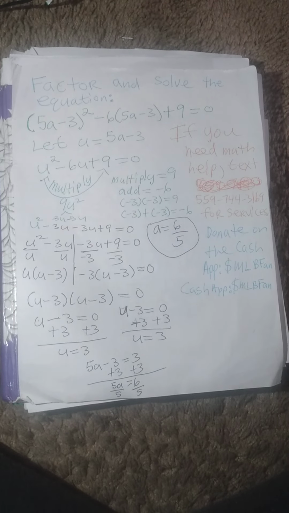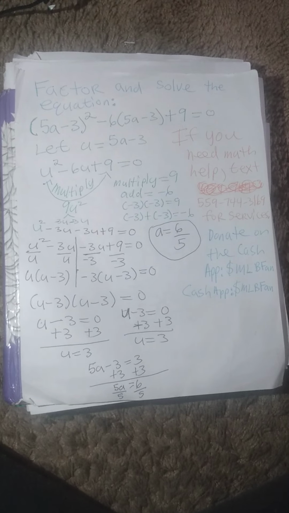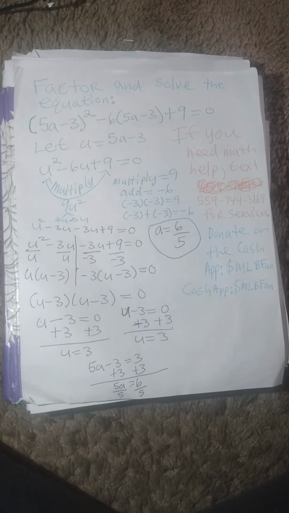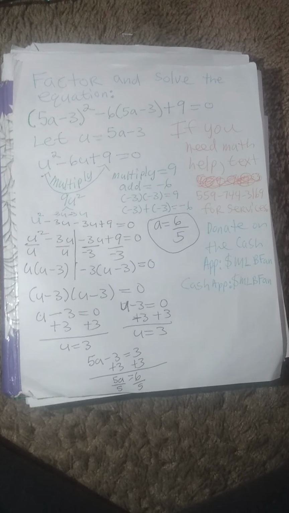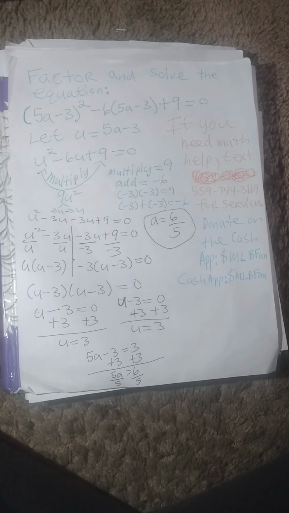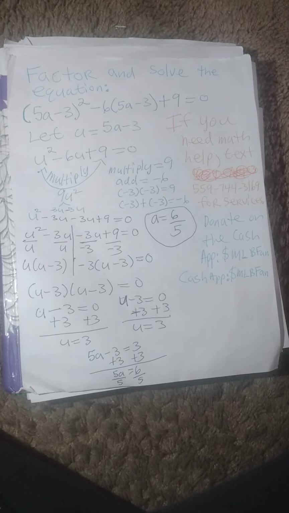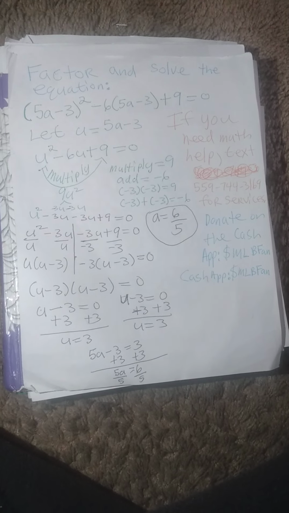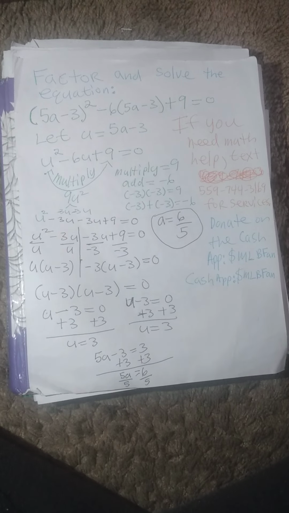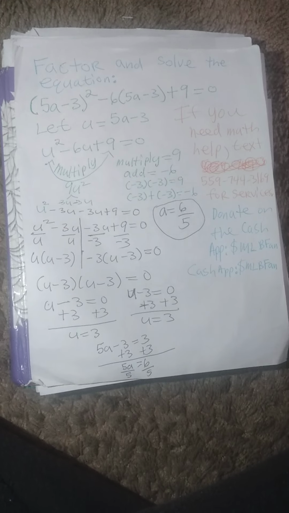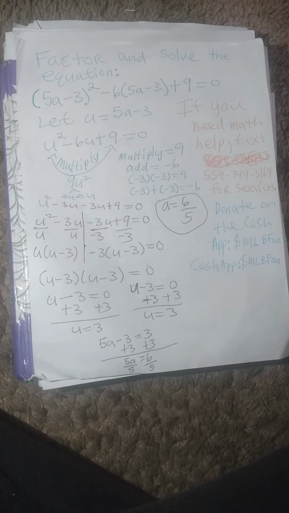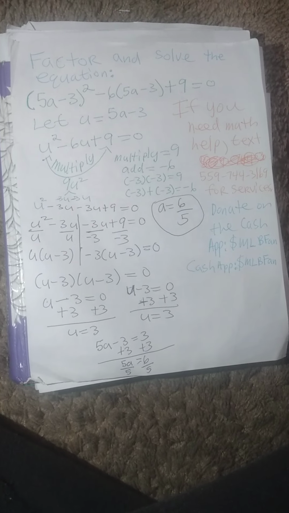So we need to multiply two numbers to obtain 9 and add to be the coefficient of the middle term of negative 6. So negative 3 times negative 3 is 9, and negative 3 plus negative 3 equals negative 6. So negative 3u times negative 3u is 9u squared. So in the grouping process, we will obtain u squared minus 3u minus 3u plus 9 is equal to 0.